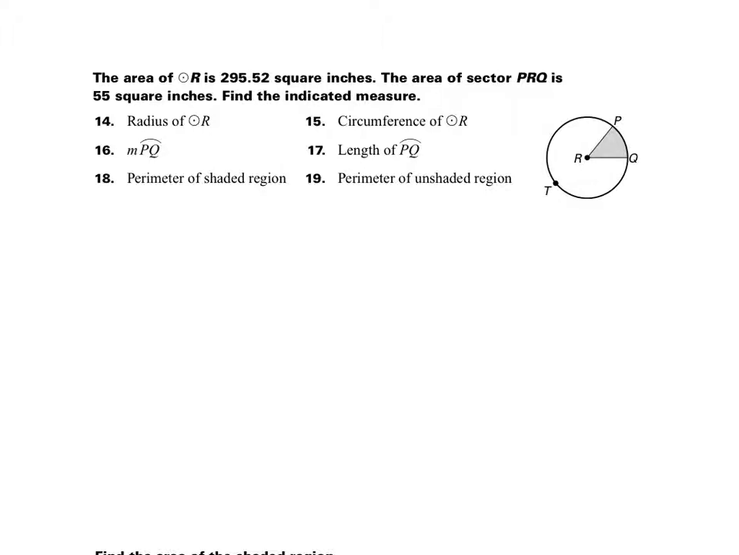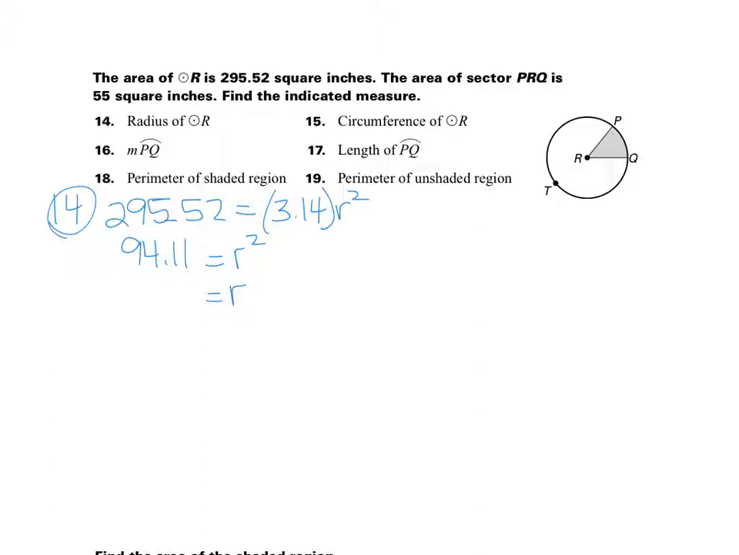Okay, and then we have this multiple problem. So I'm going to write the problem solving down here. So we're given the area of the whole circle. We're given the area of the sector. Find the indicated measures. Okay, so if the area of the whole circle is 295.52, and I want to find the radius, it's very easy to find that from area. So r squared equals 94.11. So r equals 9.7 inches.